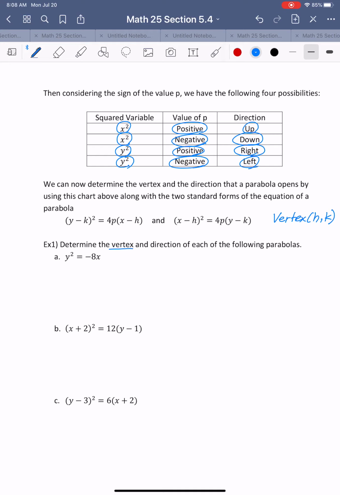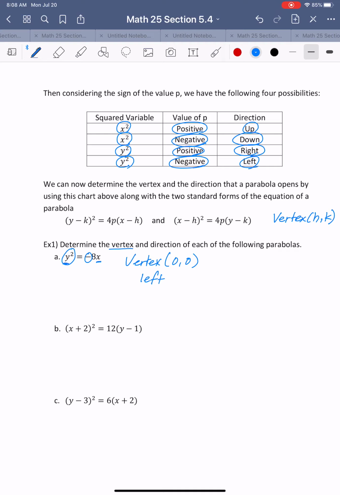So the vertex always comes from the x and y, but there's no actual shifting here, so we just have x and y, so (0, 0) for this one. And then the y is squared, so it's going to be right or left, but since there's a negative, the direction is left.